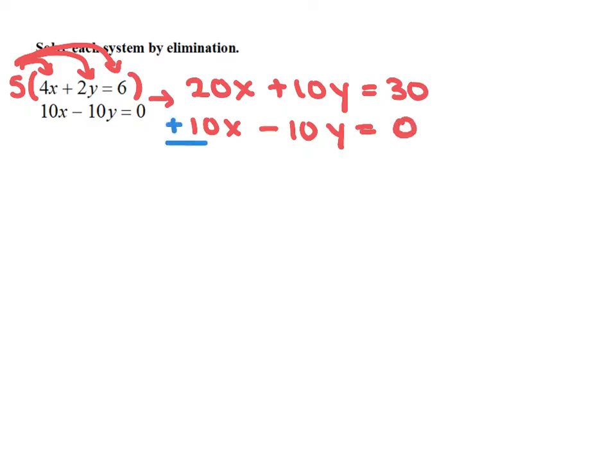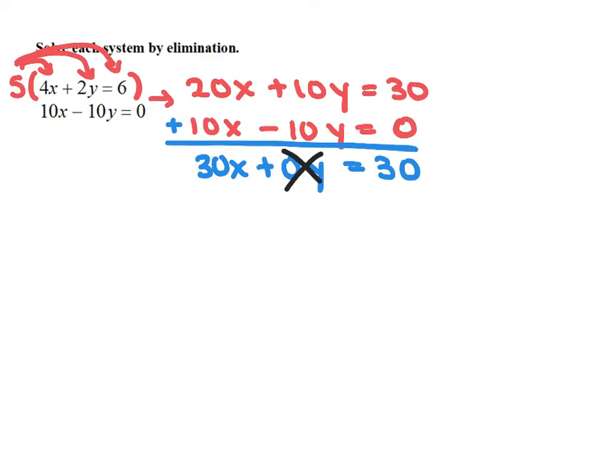Now if I add the two equations together, I'll get 30x, 10y minus 10y gives me plus 0y, equals 30. And remember that 0y cancels out. So my equation becomes 30x equals 30. To solve for x, I divide both sides by 30 to get x is equal to 1.